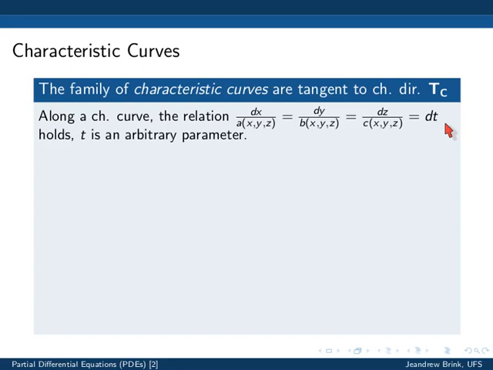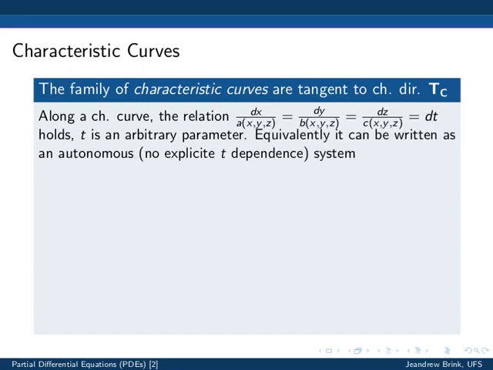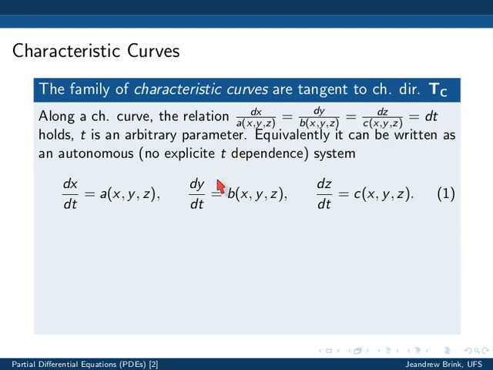T is an arbitrary parameter that parameterizes your curve, and this can also be written as an autonomous system of equations where you've removed the time dependence, because the time dependence doesn't appear in A, B, or C. That's an artificial parameter we've included, so it's natural that you should be able to solve the differential equations with no T being present. And that system looks like this. You can easily get that from here simply by looking at the various equalities and rearranging it. So this is what defines our characteristic curves.